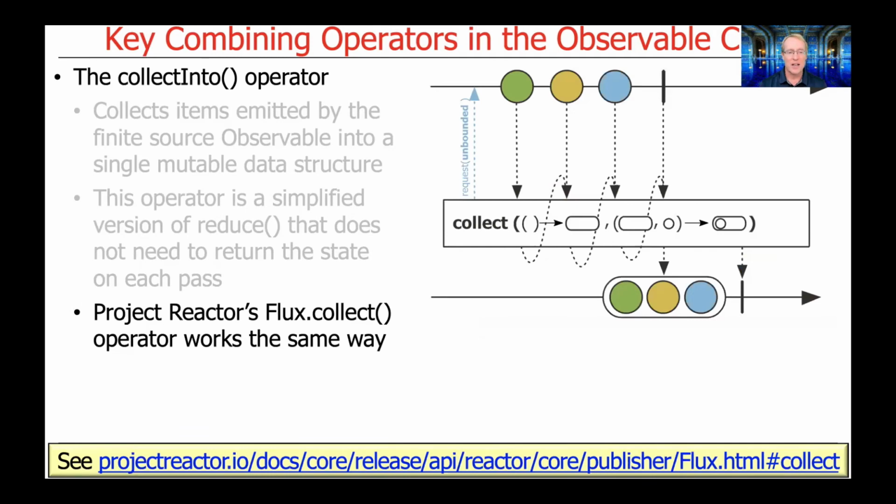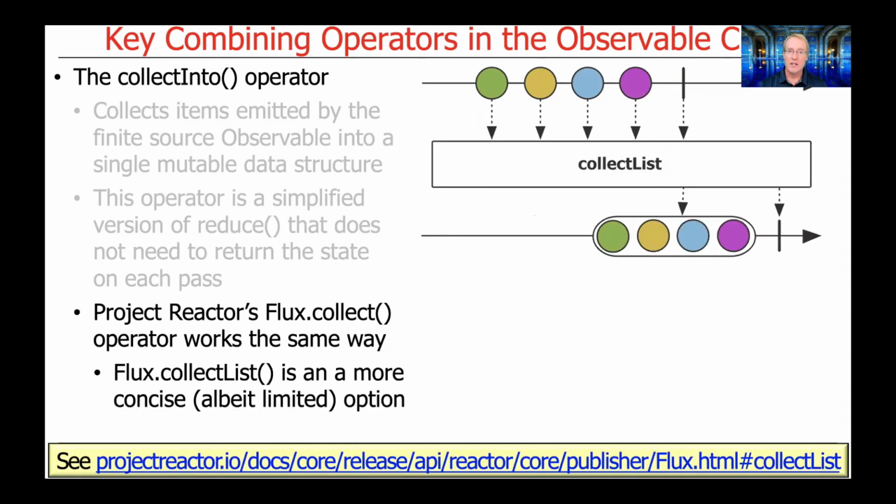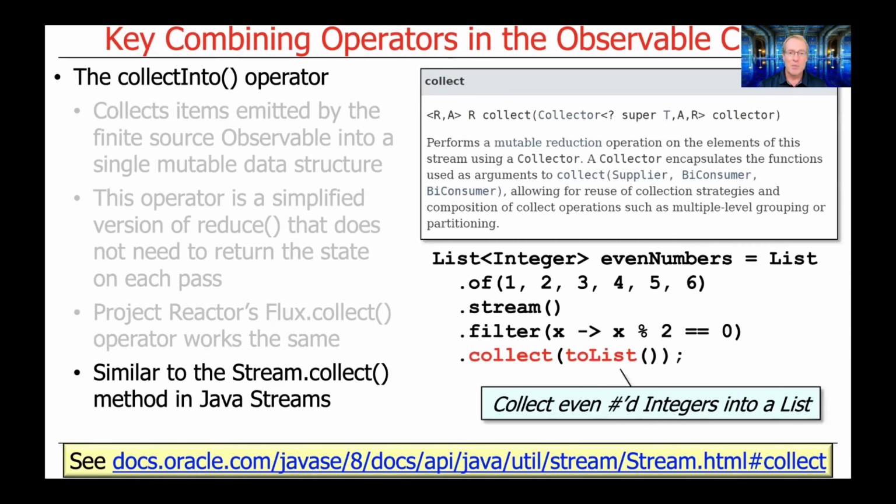Project Reactor has a collect operator that works very much the same way that collectInto works in RxJava. Likewise, there's also a collectList operator defined on Flux in Project Reactor that's also very similar, although it's a bit more limited because it only works on lists. You can't parameterize it with other data types as you can with collectInto.